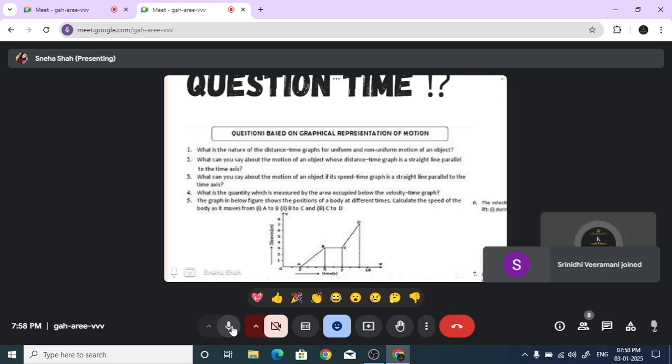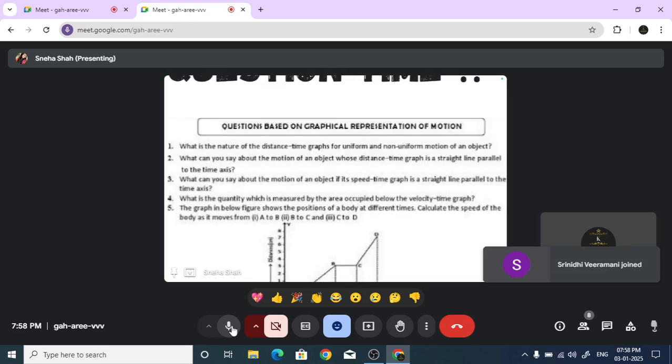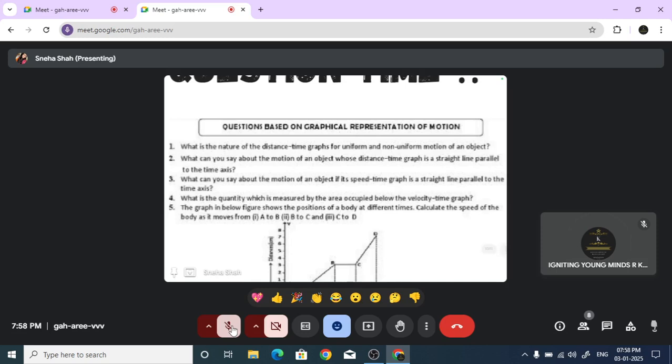Madam, can you make it bigger? The font is very small. The distance time graph, it forms a slanting line. Ah, good. Okay. Sir, actually, it's an image, so the disturbance is there, but I will speak out the questions. No problem.